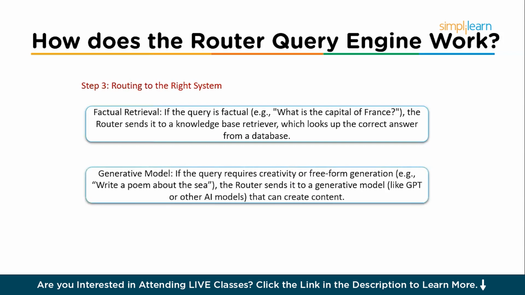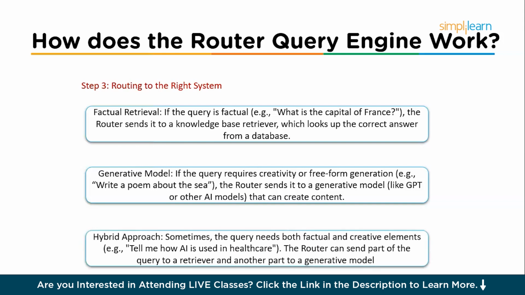Then we have the generative model. If the query requires creative or free generation, for example, write a poem about the sea, the router sends it to a generative model like GPT or other AI models that can create content. Then we have the hybrid approach, where sometimes the query needs both factual and creative elements, like tell me how AI is used in healthcare. The router can send part of the query to a retriever and another part to a generative model.